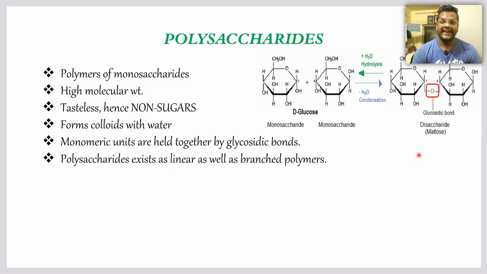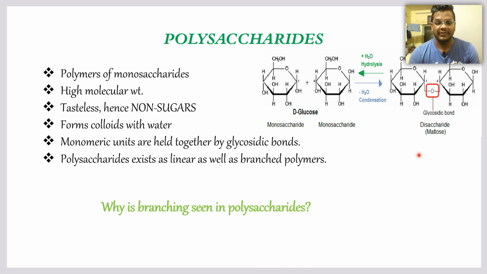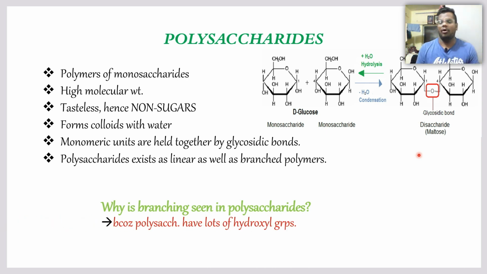Then polysaccharides can exist in linear as well as branched chain polymers. So this point becomes important because proteins and nucleic acids don't show this property. Only polysaccharides have that privilege of existing in branched chain polymers. Branching is not seen in proteins and nucleic acids. But why is branching seen in polysaccharides? Because polysaccharides have lots of hydroxyl groups and glycosidic bonds can be formed in any of the hydroxyl groups.